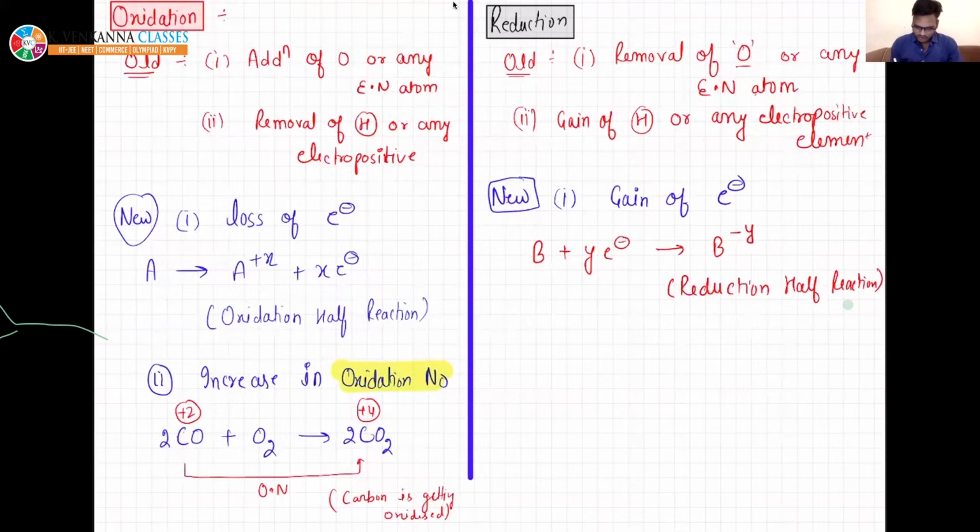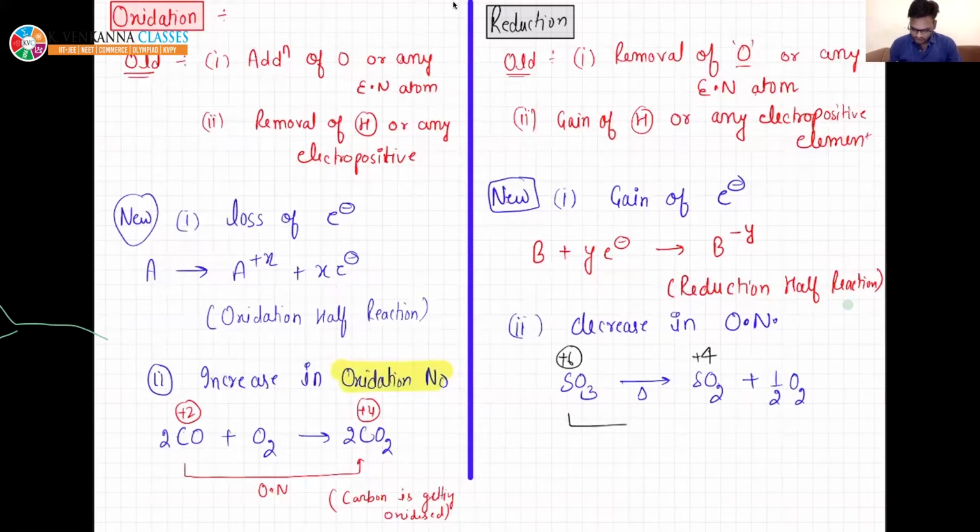Now, the very important one is decrease in oxidation number. Let's say I am taking this example. If you are heating it, it will become SO2 plus half O2. In this case, it will be plus 6 and here it is plus 4. So we can say the oxidation number of sulfur is decreasing. So reduction of sulfur. In this process, reduction of sulfur is taking place.